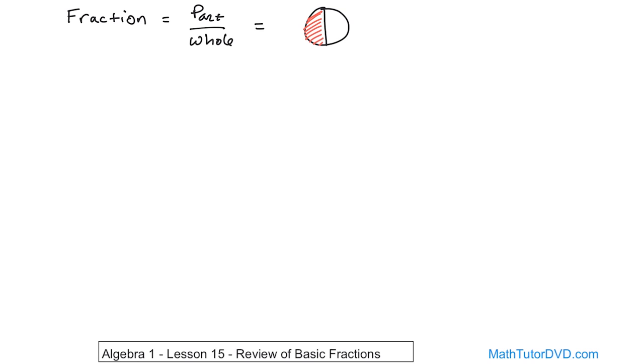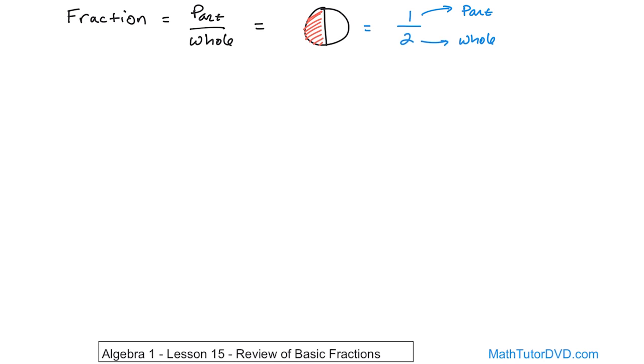How do we write this in terms of a fraction? Well, this is written as, obviously you know, 1/2, because the top number we call the numerator. This is called the part. The shaded part, in other words, the shaded red part. And then the bottom number is called the denominator, and it's the whole.